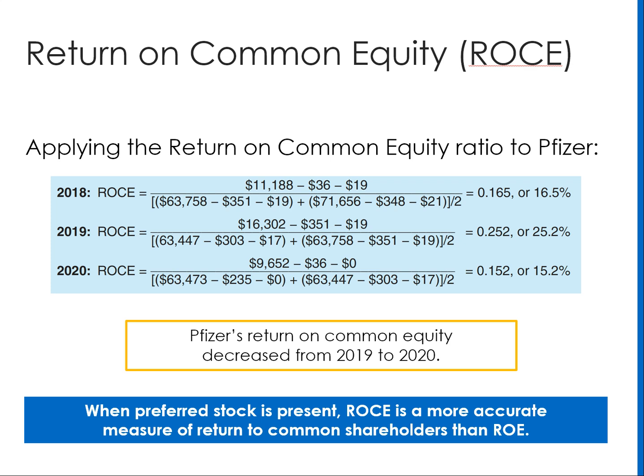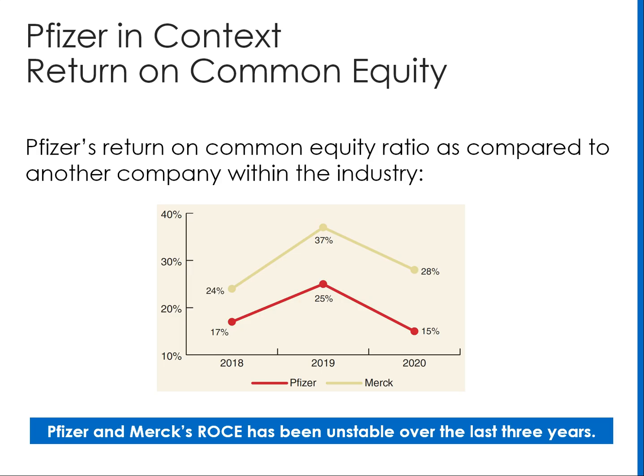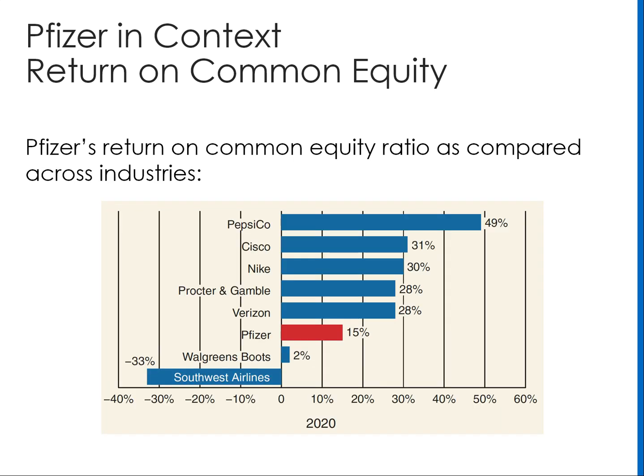This is how we calculate ROCE for Pfizer. We get a comparison to its competitor, Merck, and a comparison among various industries. Look at PepsiCo, right? Its return on common equity is extremely high.